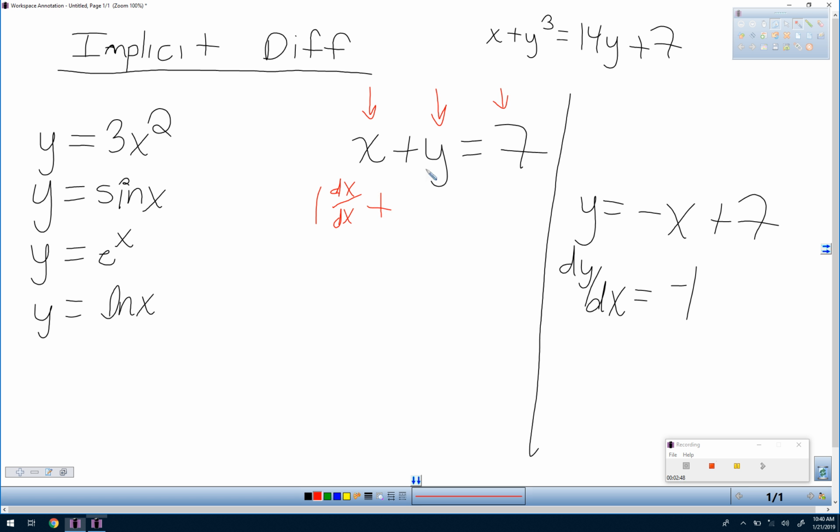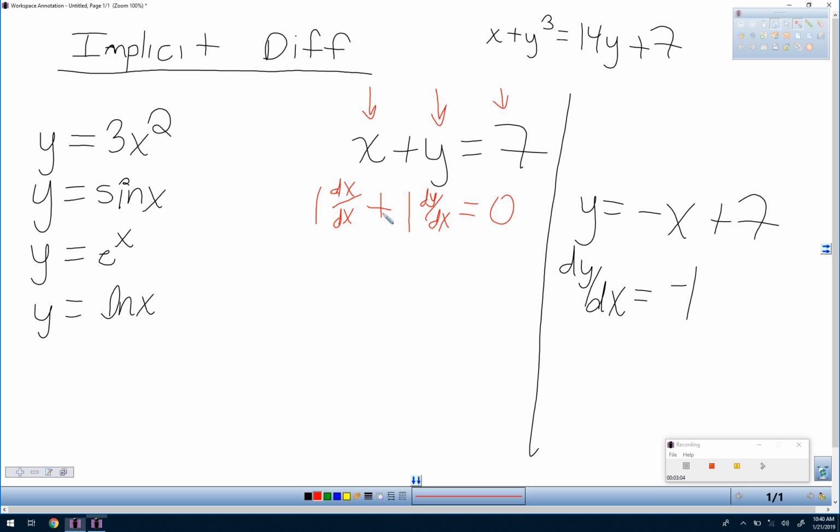All right. Well, what's the derivative of y? The derivative of y would also be 1. And you took the derivative of y, so what did you take it with respect to? Well, you took it with respect to x. And then what's the derivative of 7? Well, you know the derivative of any constant is just 0.